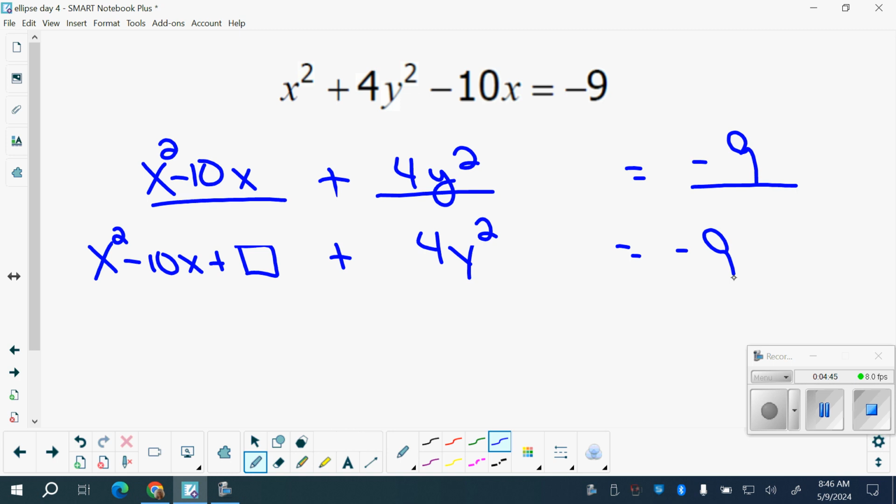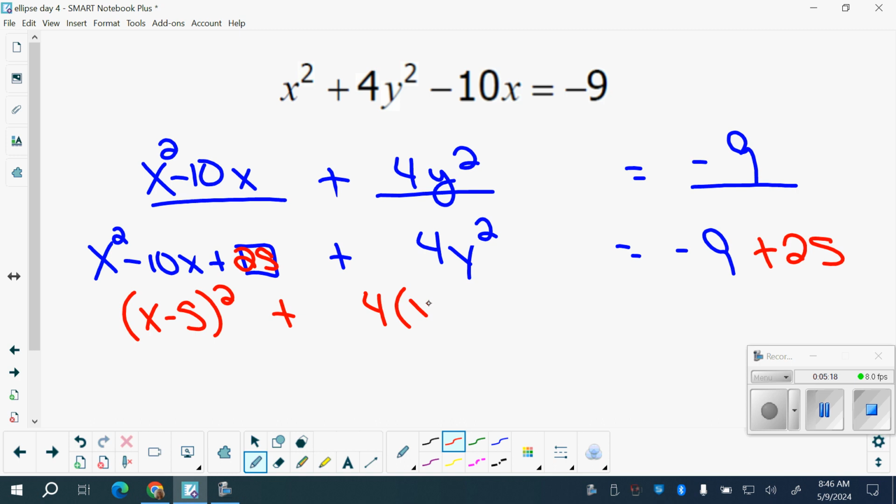Now, let's fill in our little box. We know how to do that, right? We're going to go over here. We're going to say 10 cut in half is 5, and 5 squared, 25. And what I do to one side, I do to the other. Nothing new here. So now we're going to put in our little parentheses. So watch what I'm going to do. I'm going to say x minus 5 squared. And then I'm going to do this plus 4y squared, right? Just so it looks the same.